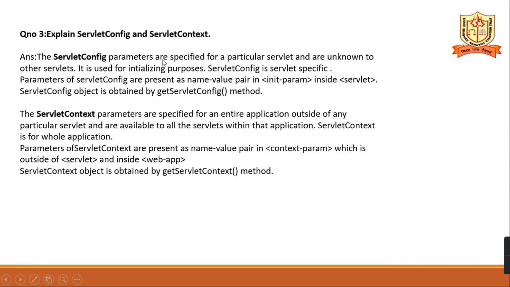ServletConfig parameters are specified for a particular servlet and are unknown to other servlets. It is used for initializing purposes. ServletConfig holds servlet-specific parameters present as name-value pairs, that is init-param inside the servlet. The ServletConfig object is obtained by the getServletConfig method. ServletContext parameters are specified for the entire application, outside any particular servlet, and are available to all the servlets.